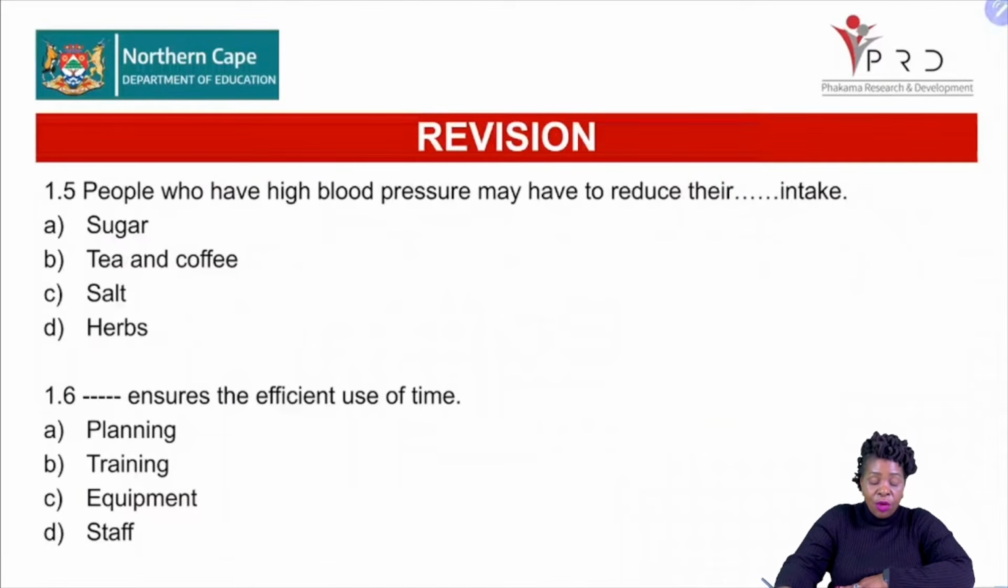1.5 says people who have high blood pressure may have to reduce their dash intake. That is A. Sugar, B. Tea and coffee, C. Salt, and D. Herbs. Right, we move on to question 1.6 says dash ensures the efficient use of time. A. Planning, B. Training, C. Equipment, and D. Staff. Right, let's answer 1.5 and 1.6.